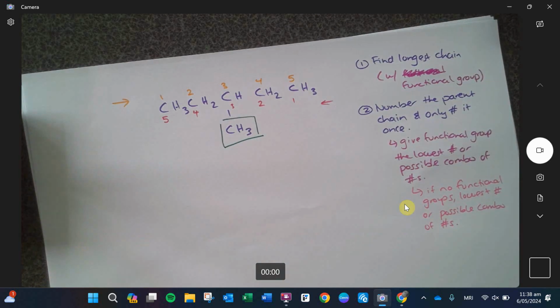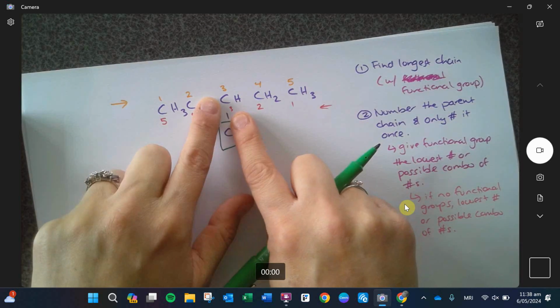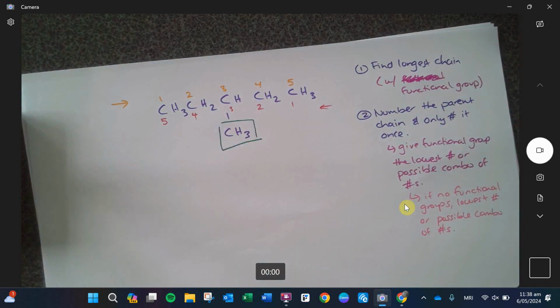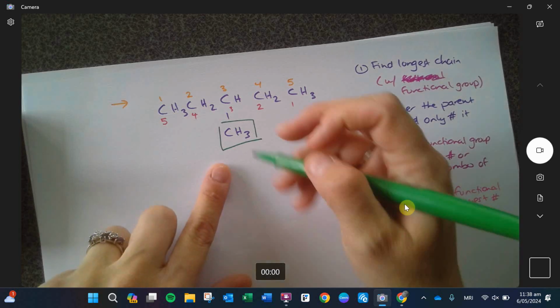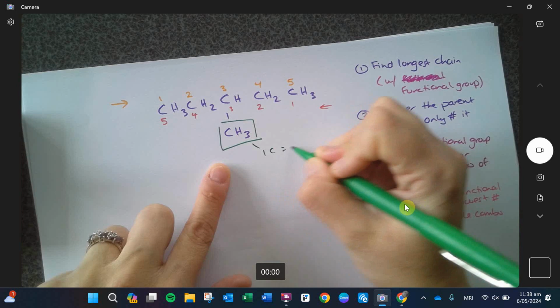Now I am only concerned, because there's only one branch here, about this guy over here and what that number is. So I want to give that guy the lowest number possible. If I look, both of them are 3, regardless of which way I number the molecule. So it doesn't matter. There's nothing else attached to that organic molecule that's going to influence that, so I don't have to worry about it. I can go ahead and start naming it. I notice here that this is 1 carbon, so that would be a methyl.